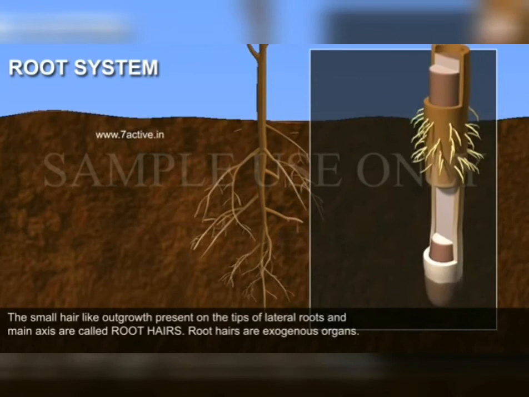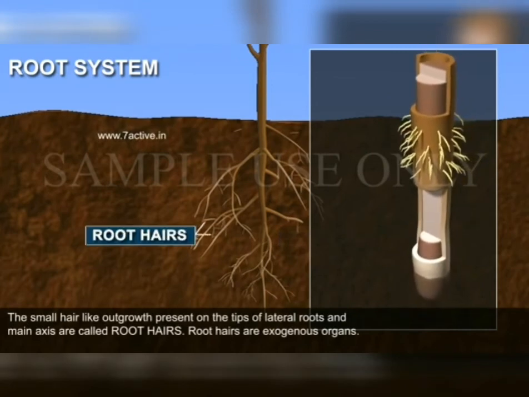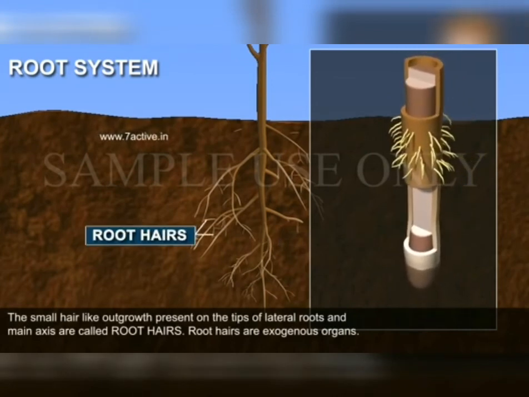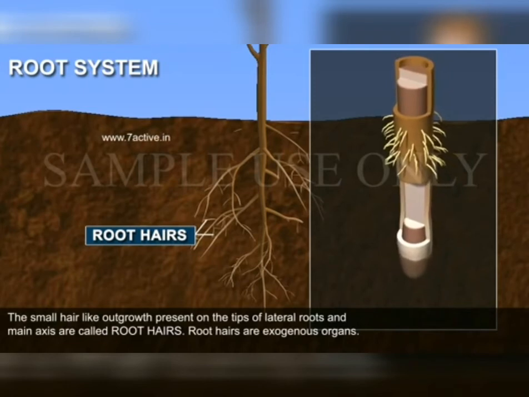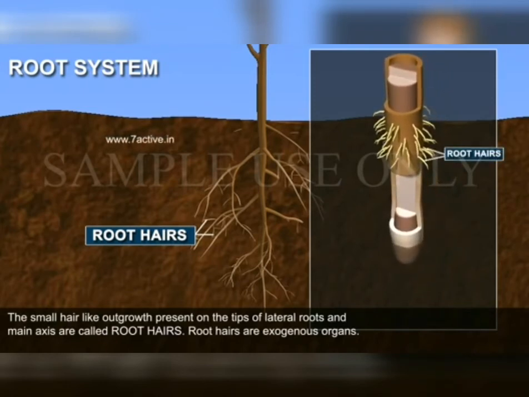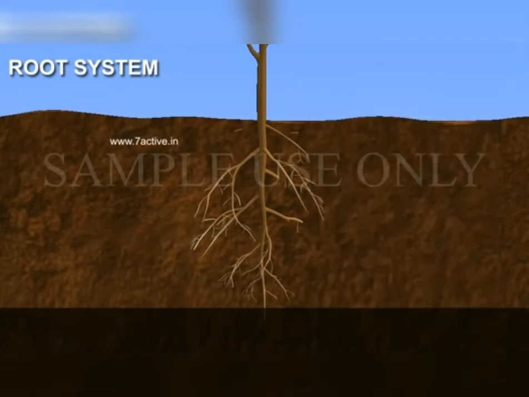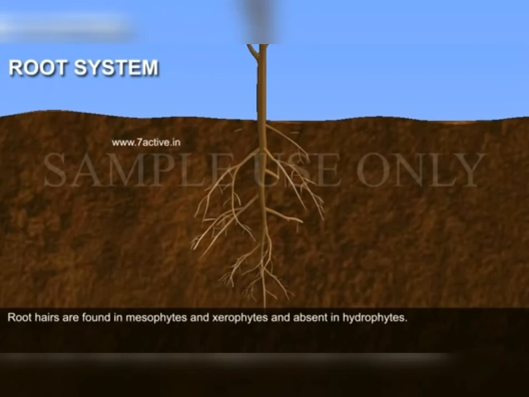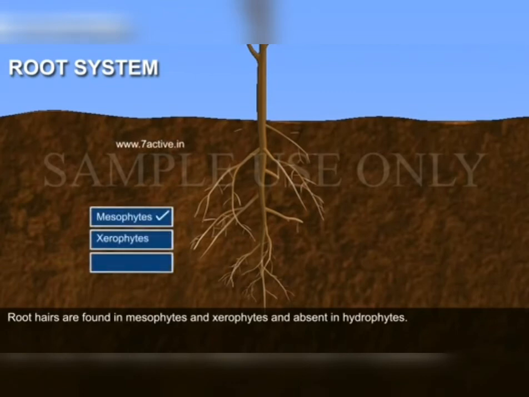The small hair-like outgrowths present on the tips of lateral roots and main axis are called root hairs. Root hairs are exogenous organs. Root hairs are found in mesophytes and xerophytes and absent in hydrophytes.